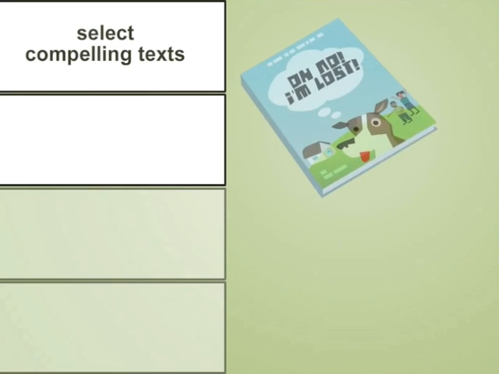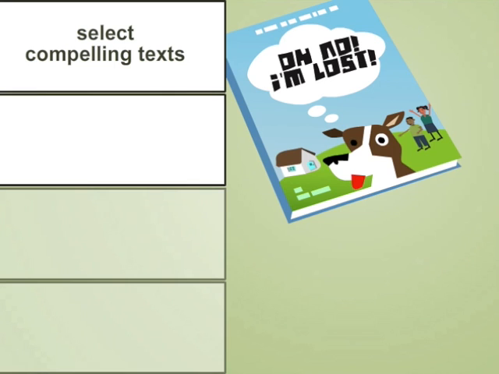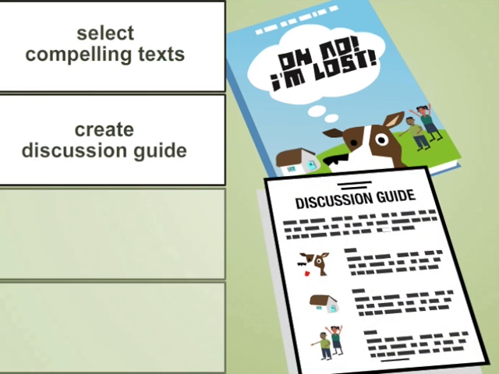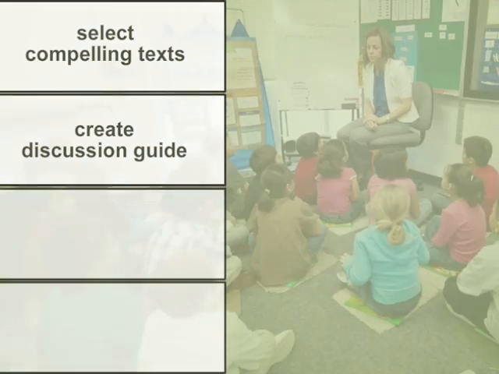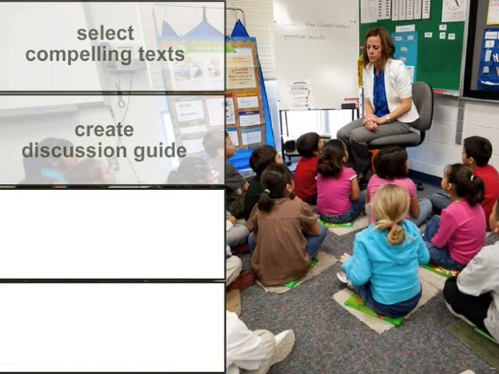The first 2 are related to planning. Select texts that are compelling enough to spark a discussion, such as stories in which a character faces a real-world problem or dilemma. Create a discussion guide with higher-order questions that prompt students to think more deeply about the text. The other 2 factors relate to sustaining and expanding the discussion.